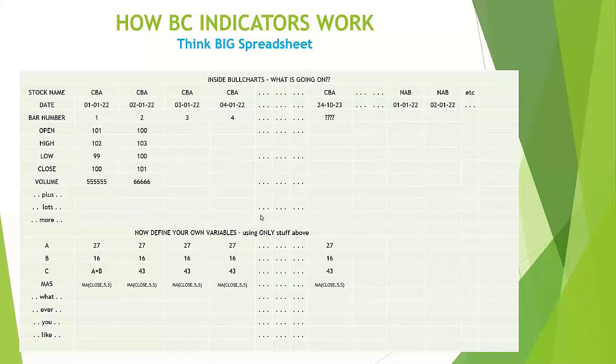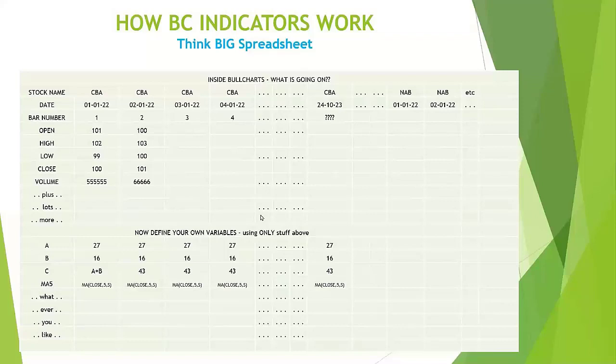And again, I've been simple here. I've said Combank here, the 1st of the 1st, 22, the 2nd of the 1st, 22, the 3rd of the 1st, and so on, up to the 24th of the 10th, 23, which is today, which is the last bar of data there would be within that database. Next line is the bar number, starting at 1, 2, 3, 4, 5, whatever. And then values for the open, high, low, close for each of those days, the volume.